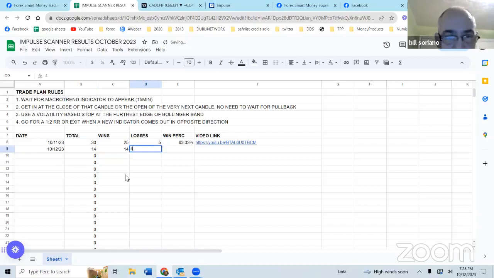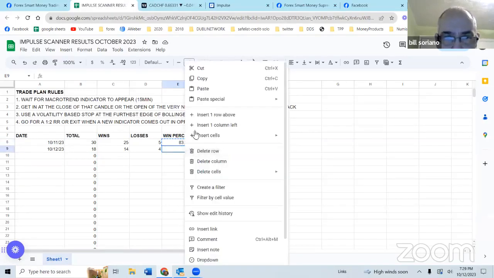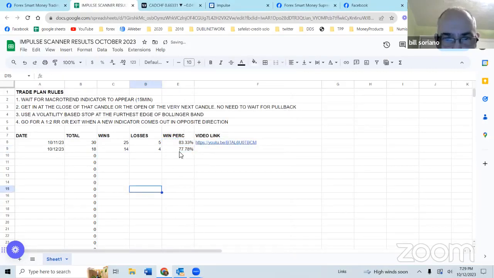So the strategy does lose, but you could see the percentage of trades that it wins. And today, 14 out of 18 trades, which is about 78%. Yesterday, it won 25 out of 30 trades, or 83.33%. So this will stay in the spreadsheet here.